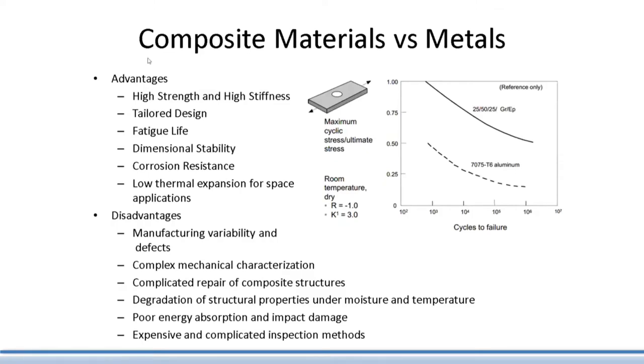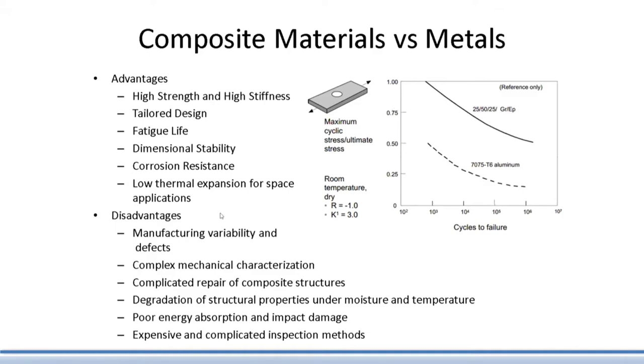When I look at composite materials versus metals, the advantages are high strength, high stiffness, tailored design, fatigue life, dimensional stability, corrosion resistance, and low thermal expansion. Here I can see a fatigue curve, and the fatigue curve compares the fatigue of composites versus aluminum. Clearly here you can see the increase in life for the same stress.